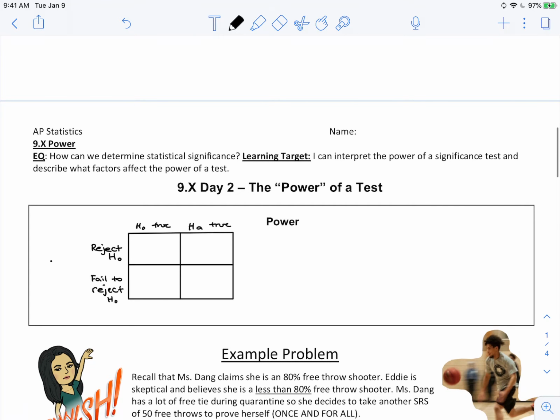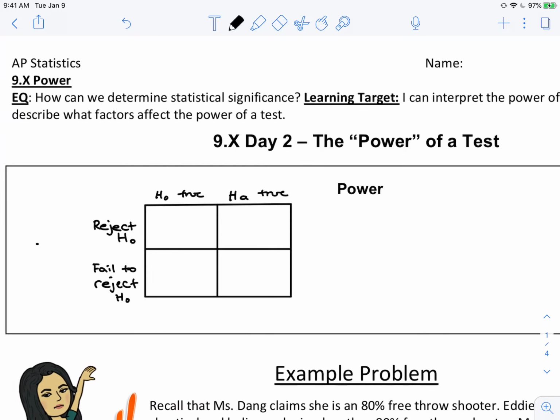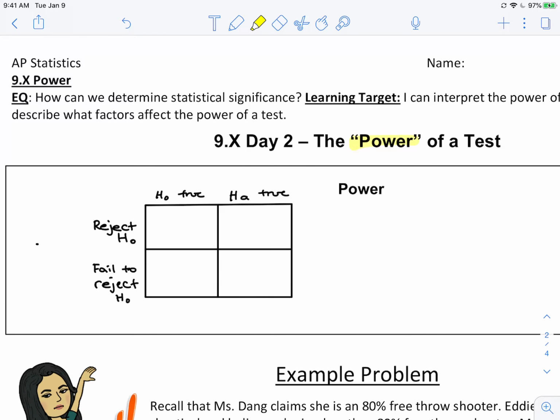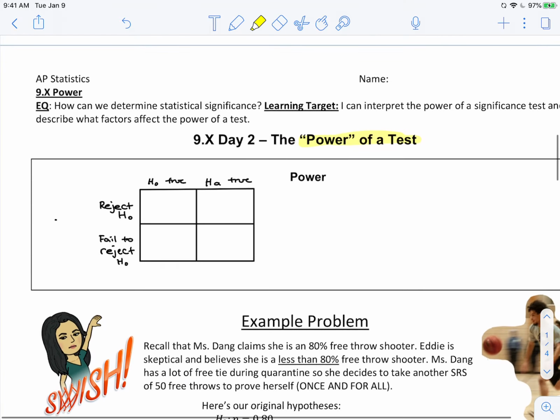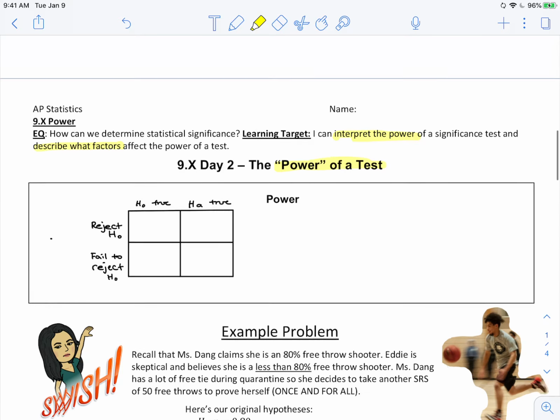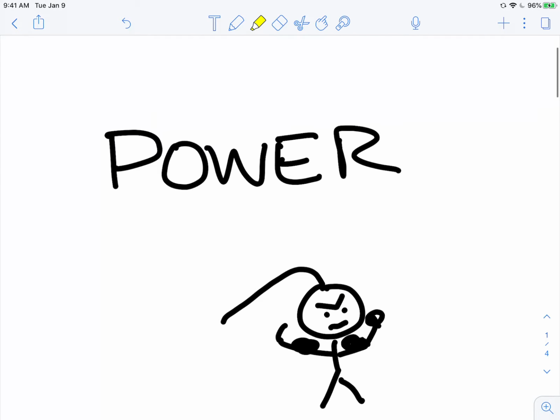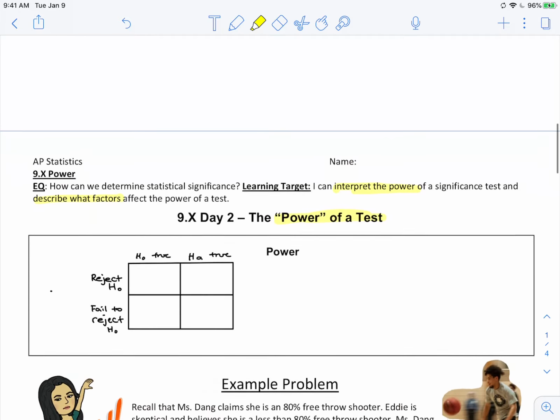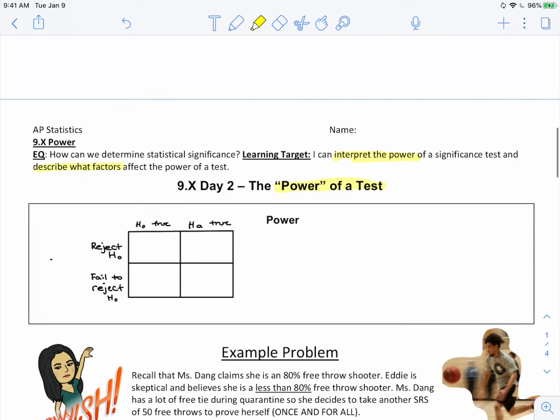So, what is power? Well, that's what I want to tell you about today. Specifically, we're talking about the power of a test, like a significance test. And what I want us to be able to do today is to interpret power and also describe what factors affect the power of a test. So think of power as a good thing, like people want power, people want to feel powerful. In the same way, we want our tests to have as much power as possible.